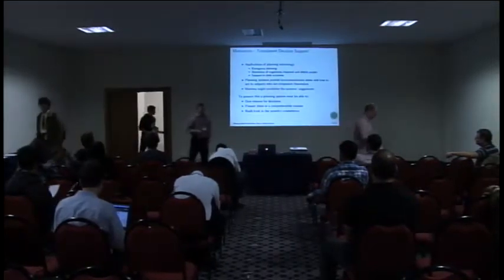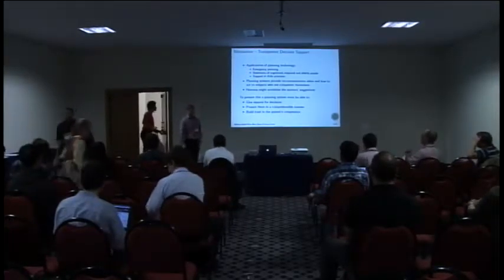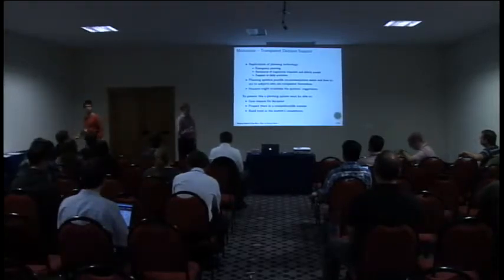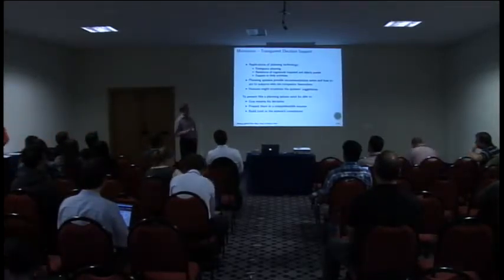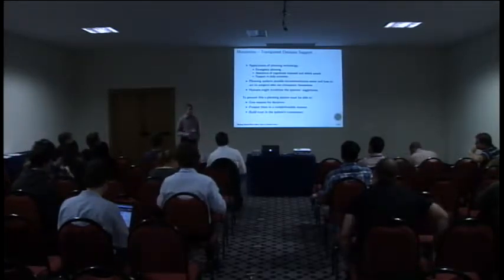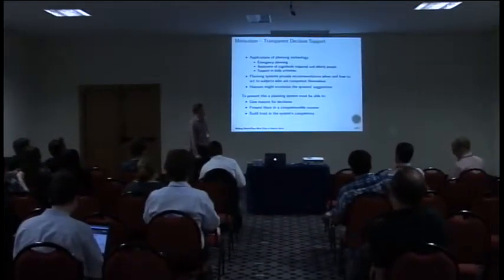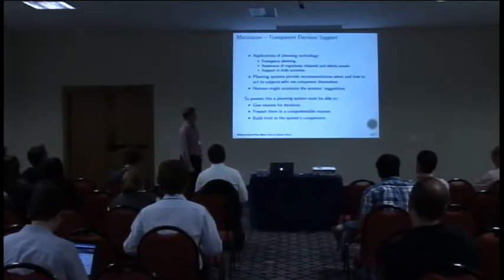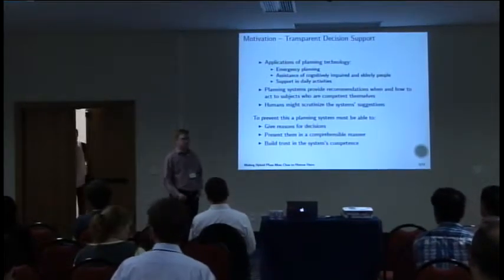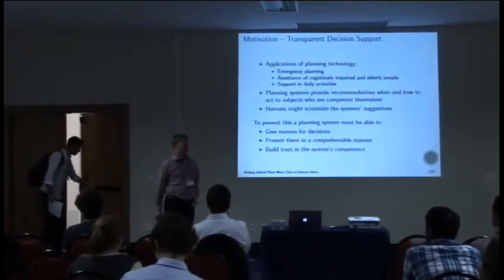So, recently planning technology has been applied to domains such as emergency planning, assistance of cognitively impaired and elderly people, and support of daily activities. In these domains, the planning system provides recommendations for when and how to act to human subjects who might be more or less competent in these domains themselves. This leads to the problem that a human user might question these recommendations. And if the system is not able to answer these questions, then mistrust in the system's competence could be provoked, and maybe even the plan will just be disregarded.